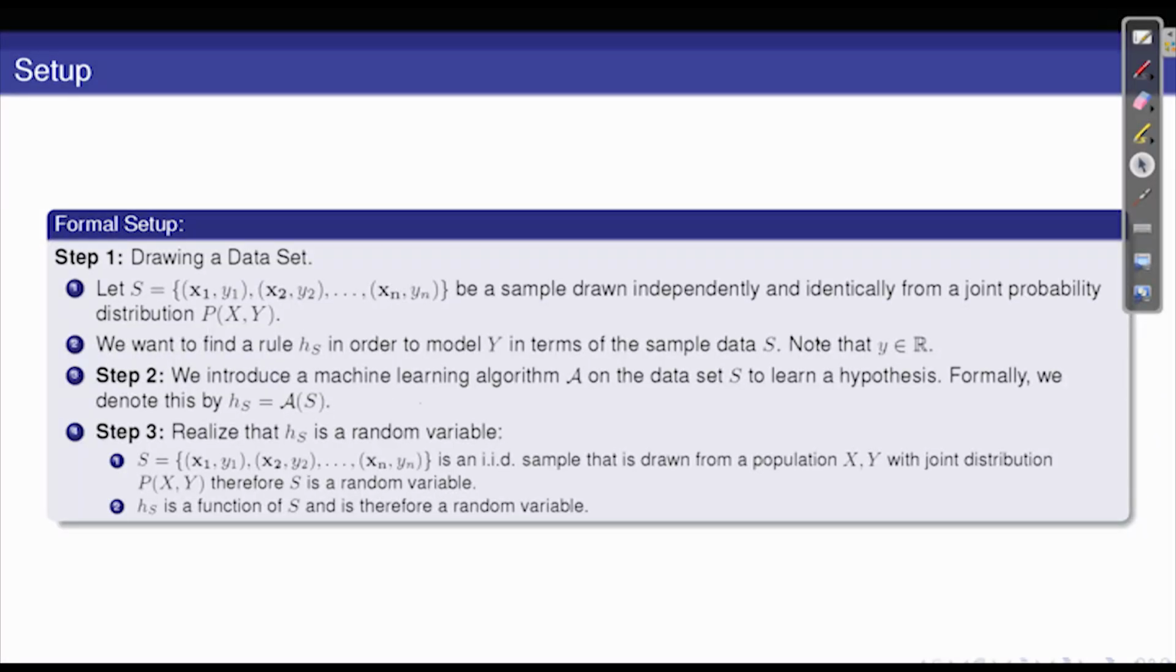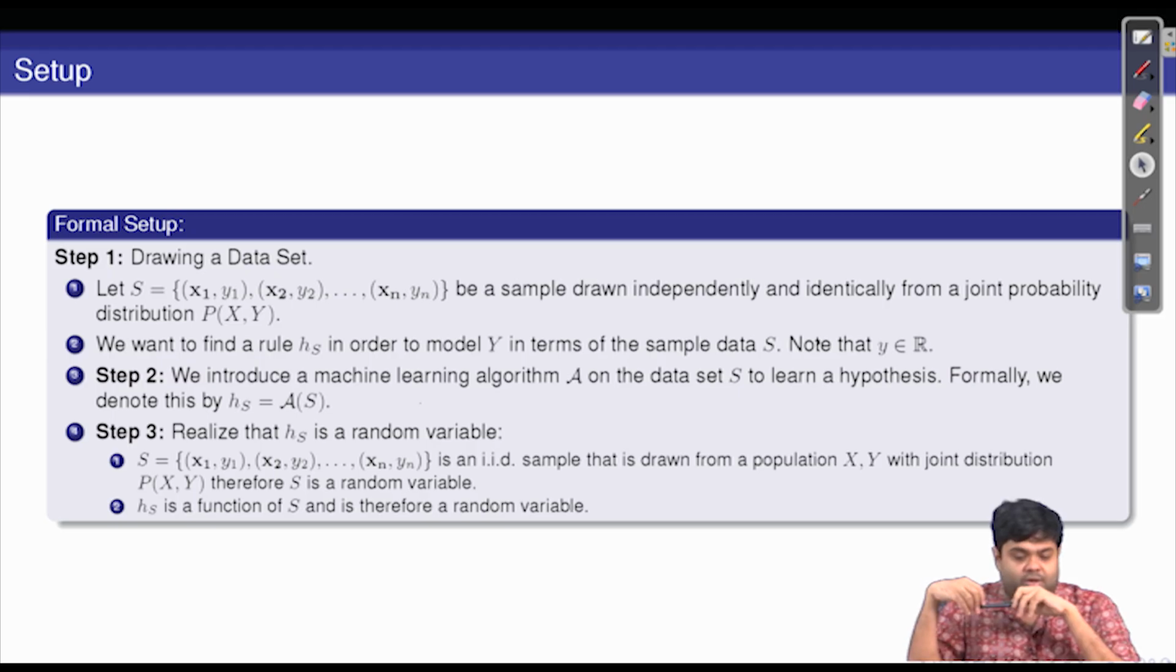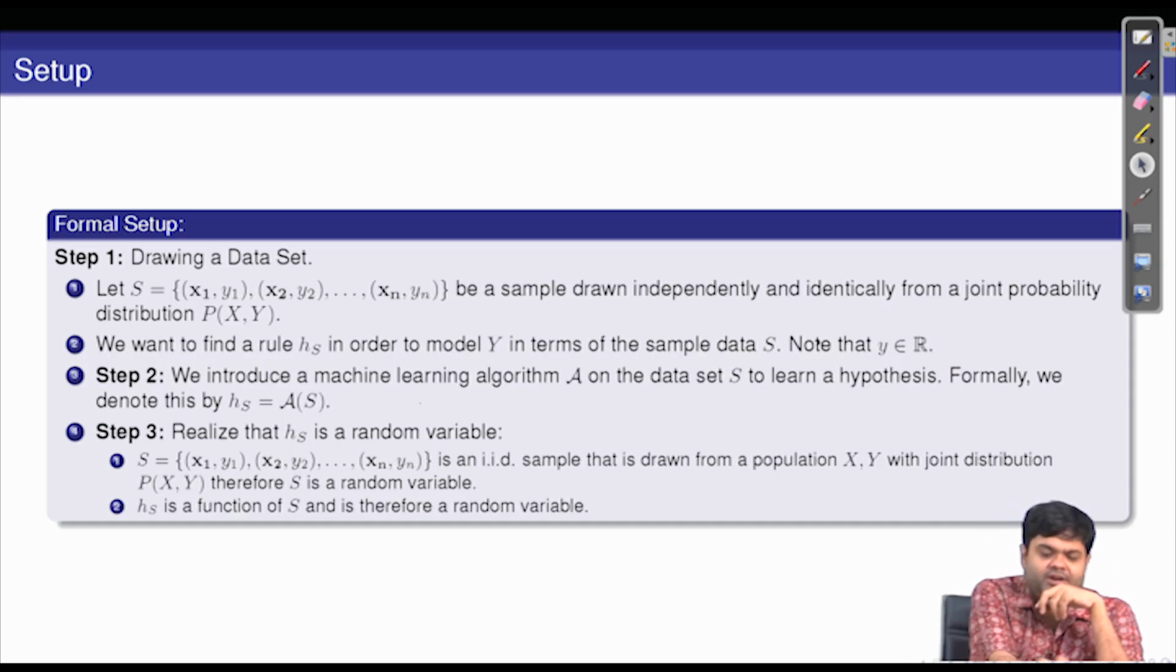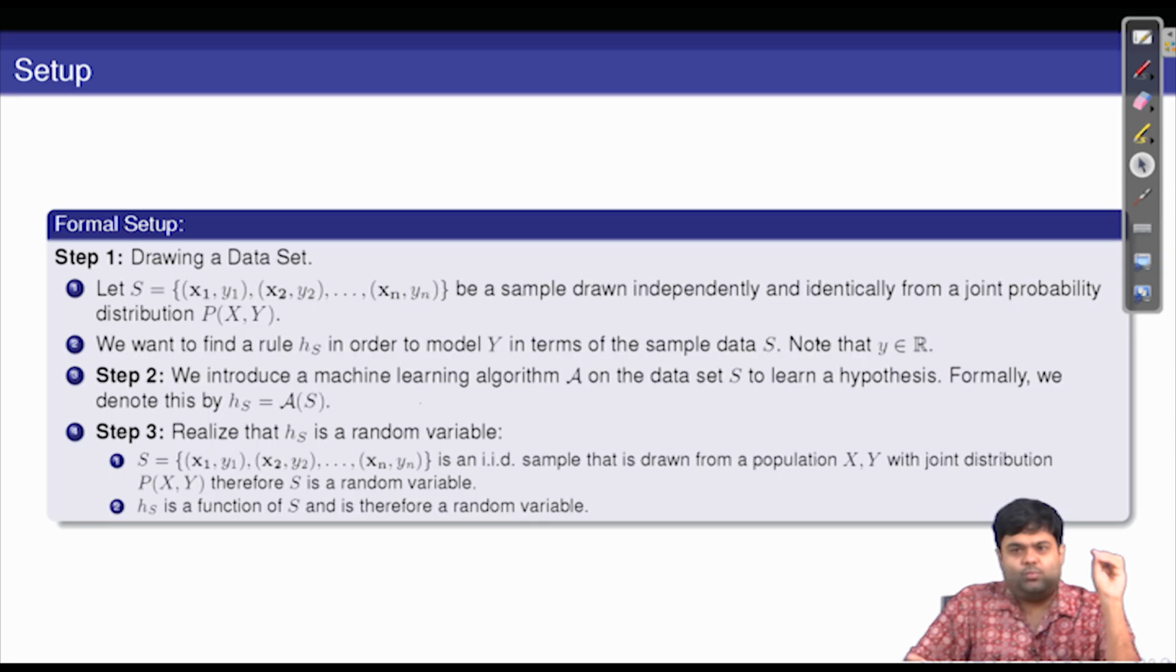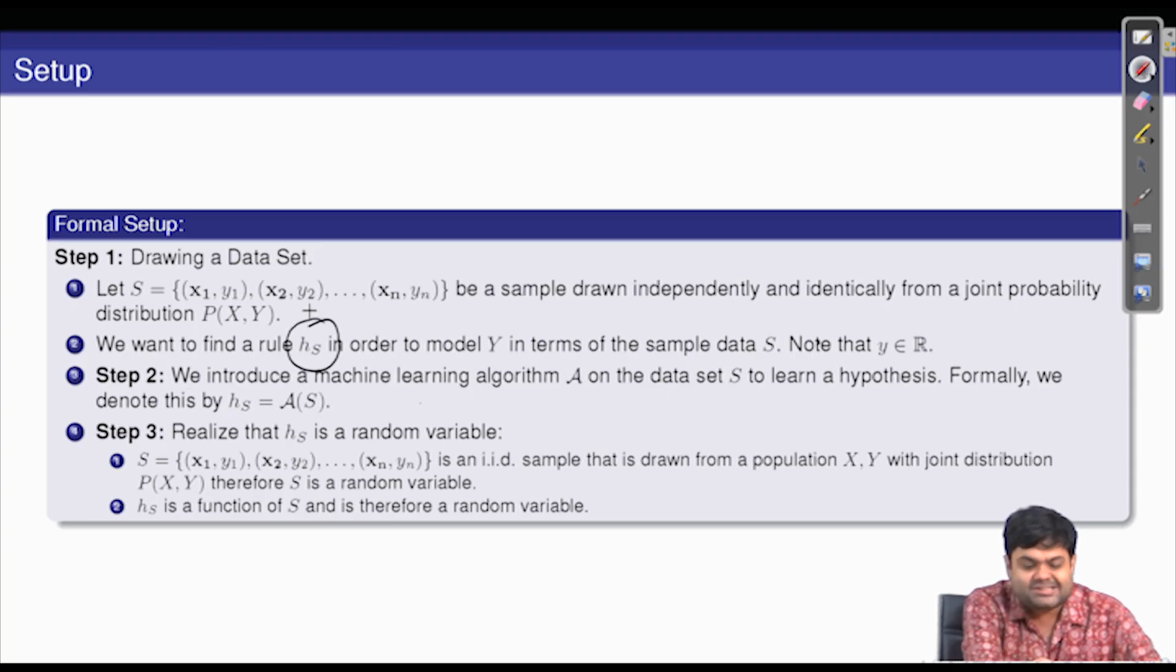So you are drawing a data set (x1, y1), (x2, y2), ..., (xn, yn) independently from some joint distribution of x and y. Here potentially x can be multiple featured, a vector, and y we for now take to be a scalar. The goal is to find a function or rule h_S in order to model y in terms of this sample data S. So you come up with this h_S based on this sample. So your modeling will be something like this.